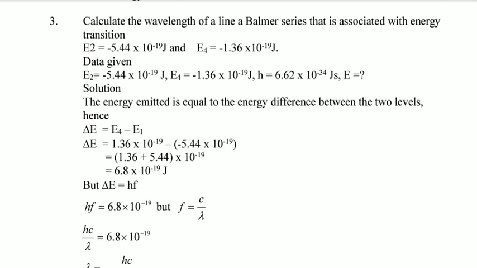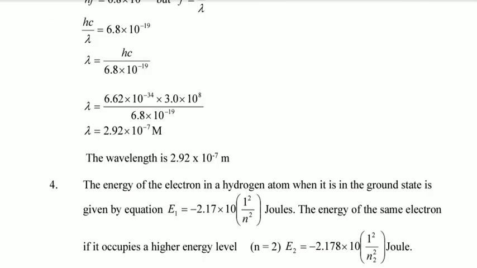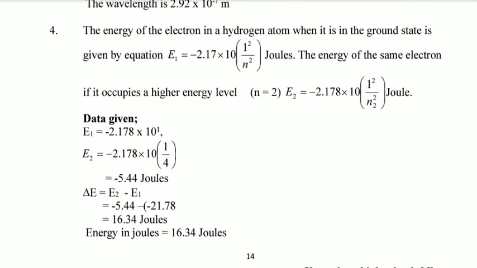But here I think the teacher made a mistake, because this value of E4 was a negative value. It was -1.36 minus a negative. So this value could become positive, but this was left negative as it was. So that's all.